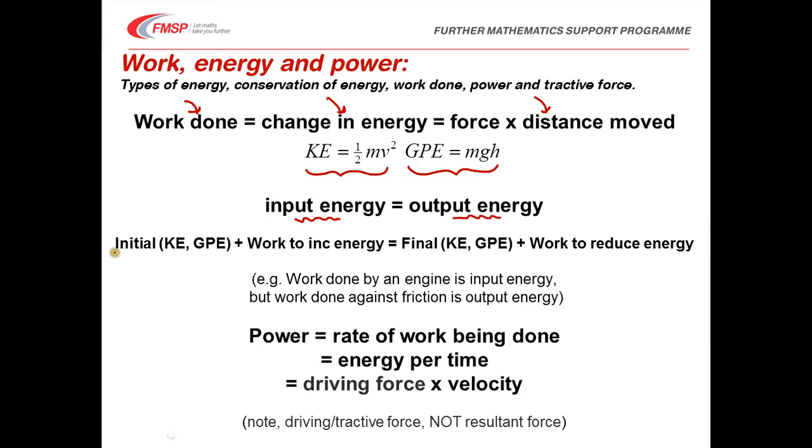That means that any initial kinetic energy or gravitational potential energy plus any work done to increase the energy of a system. So for example, if an engine is working to pull something along in a system, that's increasing the energy of the system. It's converting fuel into additional energy in the system. And the sum of those is equal to the final kinetic or gravitational potential energy in the system plus any work that's been done to reduce the total energy of the system. So for example, if work's been done against friction, that's energy that will have left the system, and therefore we include that in the output energy side of the calculation.